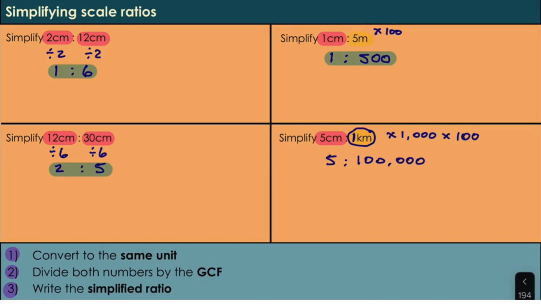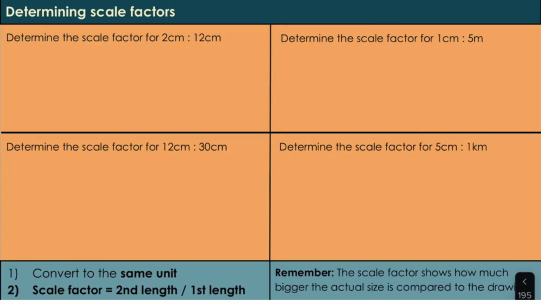Step 2, divide both numbers by the greatest common factor. 5 goes into 5, 5 goes into 100,000, so we divide by 5 and we get 1, and we divide by 5 and we get 20,000. How do we determine scale factors? A scale factor shows how much bigger or smaller the real life size is compared to the drawing size. So we'll follow these 2 steps at the bottom.